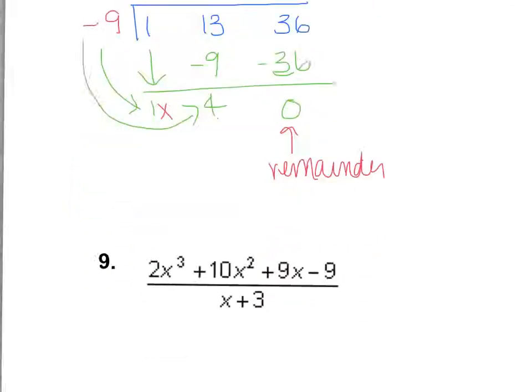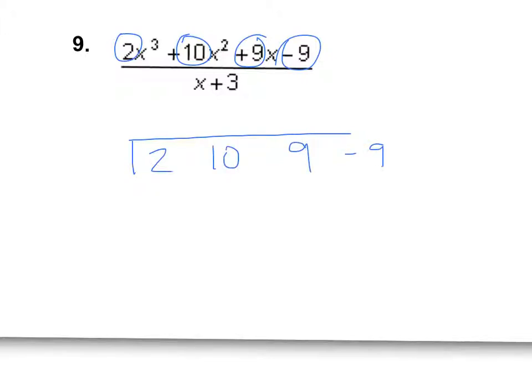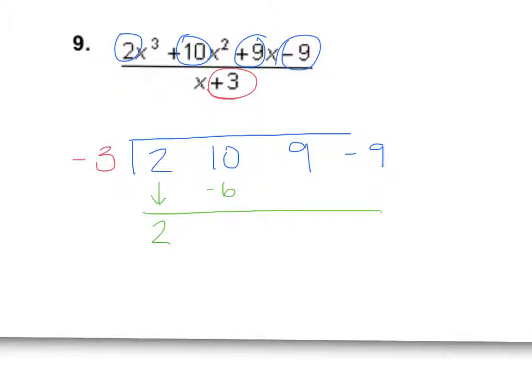And lastly, problem number 9. So again, I have to set up in synthetic division. So my inside comes from my coefficients. So I have 2, 10, 9, and negative 9. And the outside comes from this number in the denominator, and it's always the opposite, so it'll be minus 3. So I'm going to bring down my 2. Negative 3 times 2 is negative 6. 10 minus 6 would be 4. Negative 3 times 4 is negative 12. 9 minus 12 is negative 3. Negative 3 times negative 3 is positive 9. Negative 9 plus 9 is 0.